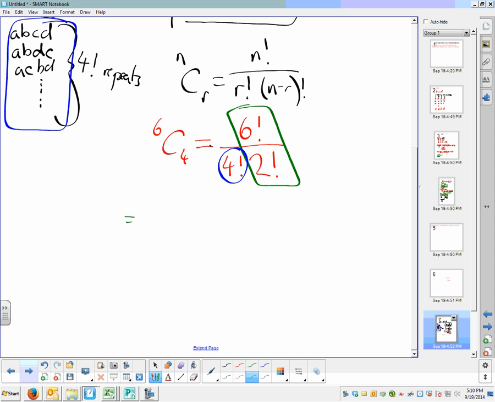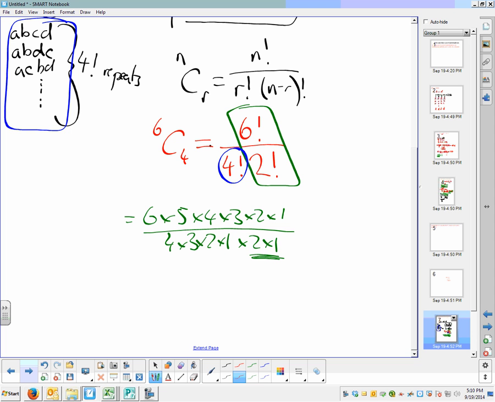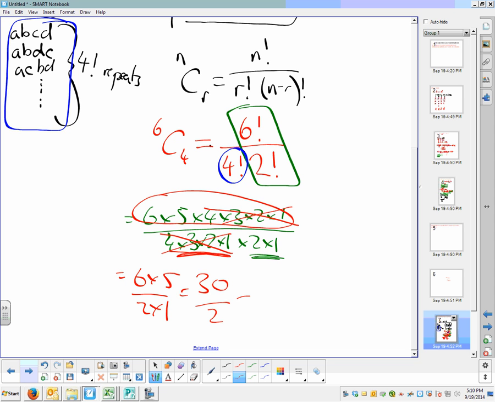And we could work out what that is if I write it out longhand. So there's 2 factorial there, there's 4 factorial there, and there's 6 factorial on the top. Now a lot of these things are going to cancel. They all cancel. I'm left with 6 times 5 over 2 times 1, which is 30 over 2, which is 15. So if I've got 6 objects and I pick 4 of them, there's 15 ways to do that.